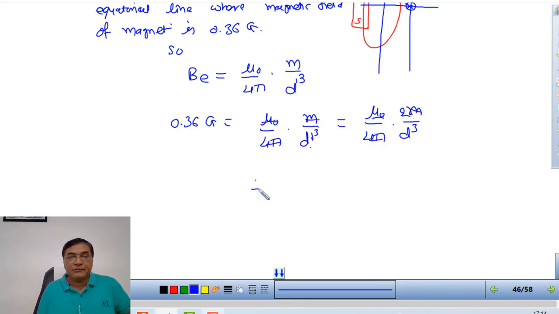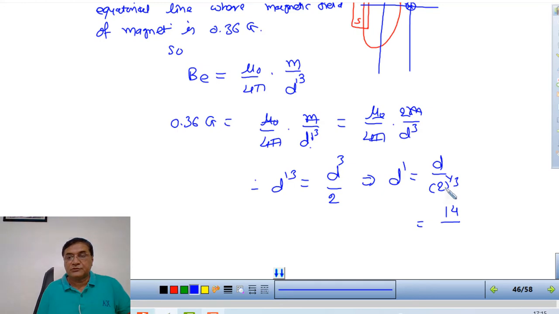So what is my d prime cube? So d prime cube is equal to d cube by 2. And so we get d prime is equal to d upon 2 raised to 1/3. So d was 14, and divided by 2 raised to 1/3, which is 1.26 around. So if you calculate, it comes to 11.1 centimeter.